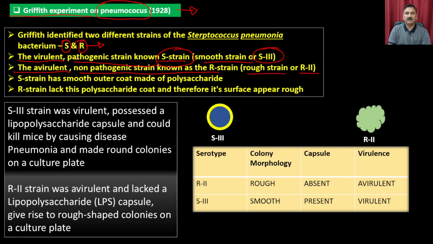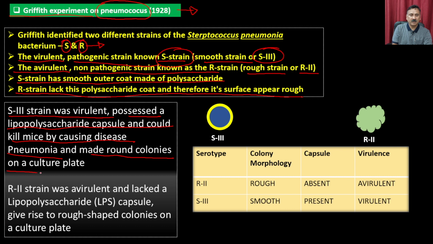The S strain is going to kill the mice, whereas R is not going to kill the mice. The S strain has a smooth outer coat made up of polysaccharides, and the R strain lacks this polysaccharide coat, and therefore its surface appears rough. The S3 strain was virulent, possessed a lipopolysaccharide capsule and could kill mice by causing the disease pneumonia, and made round colonies on a culture plate. Whereas the R2 strain was avirulent and lacked a lipopolysaccharide capsule, giving rise to rough-shaped colonies on the culture plate.